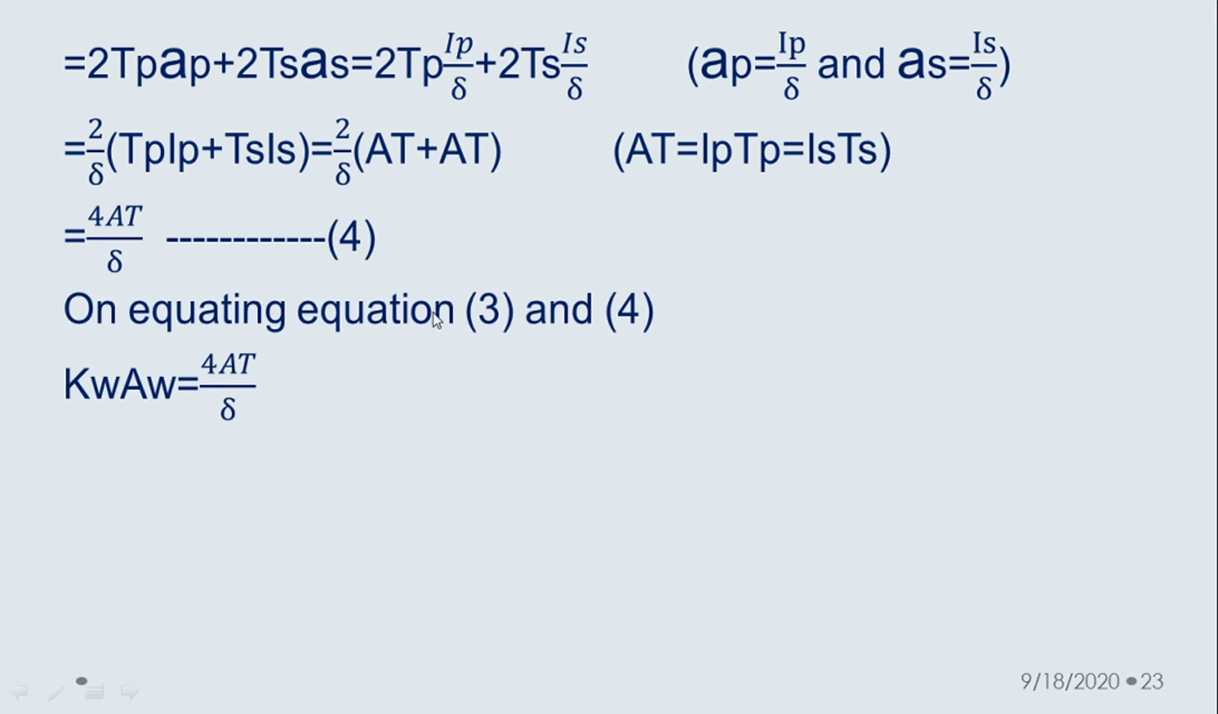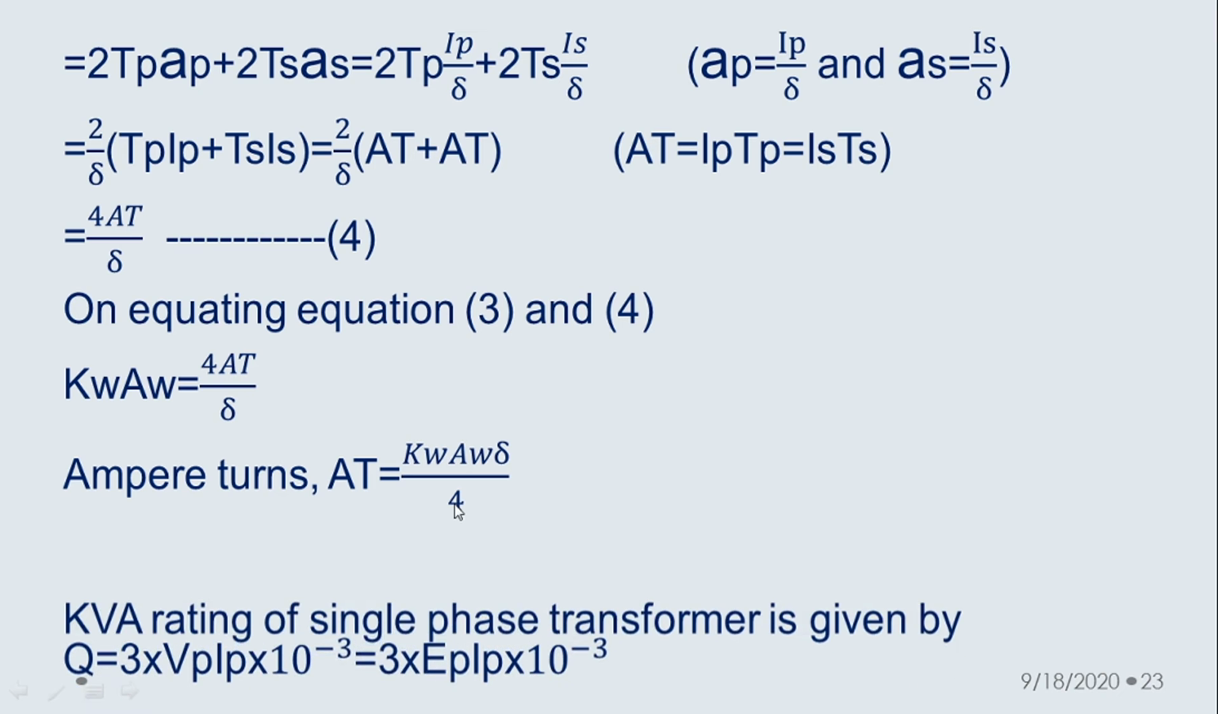Now equating equation number 3 and 4. In equations 3 and 4, the LHS is the same, that is AC, the copper area in the conductor, so we can equate the right hand sides. So KW AW equals 4 AT divided by delta. Therefore, ampere turns AT is equal to KW AW delta by 4.